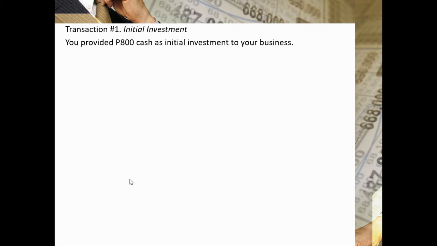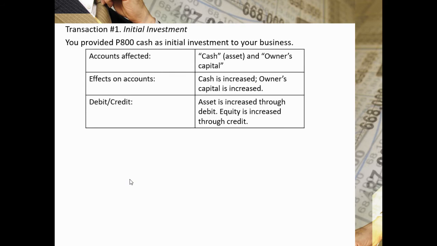So kapag nag-analyze ka dahil beginner ka pa lang, iisipin mo kung ano yung accounts na maaapektuhan niya. So ulit, you provided 800 cash as initial investment to your business. So ano ang account na affected? Of course, cash. Magkakaroon ng cash yung business, and cash is an asset. And another one is the owner's capital, which can be seen in equity section.